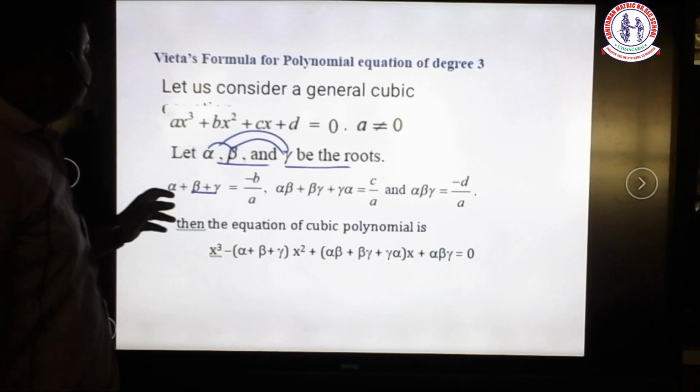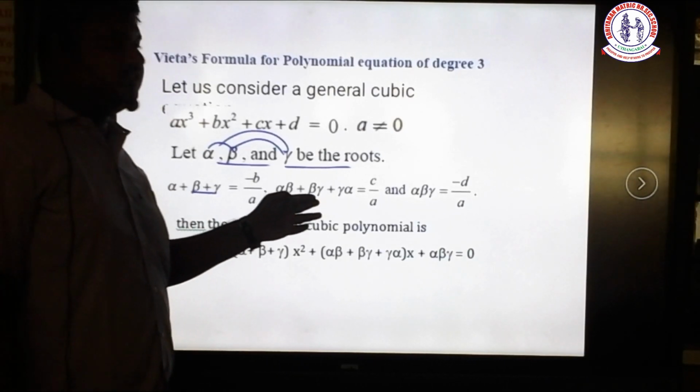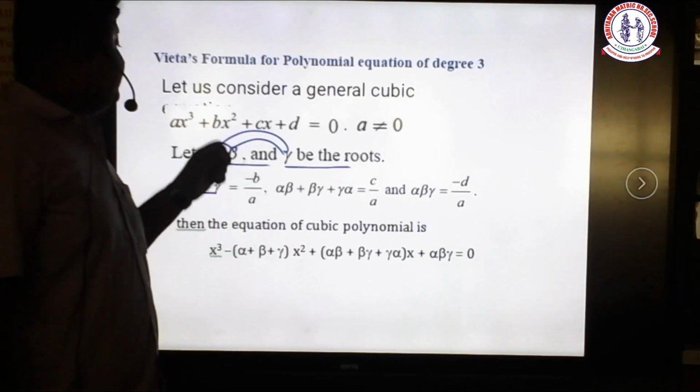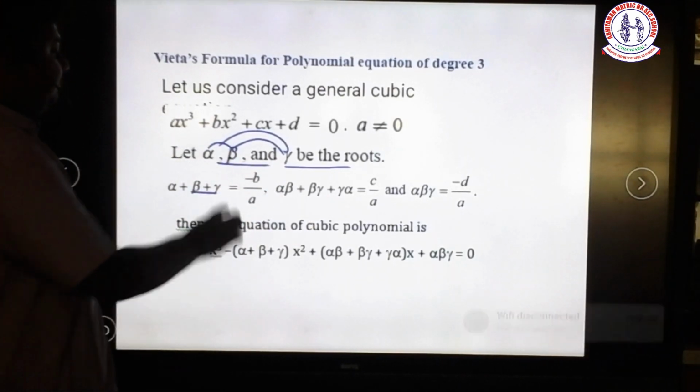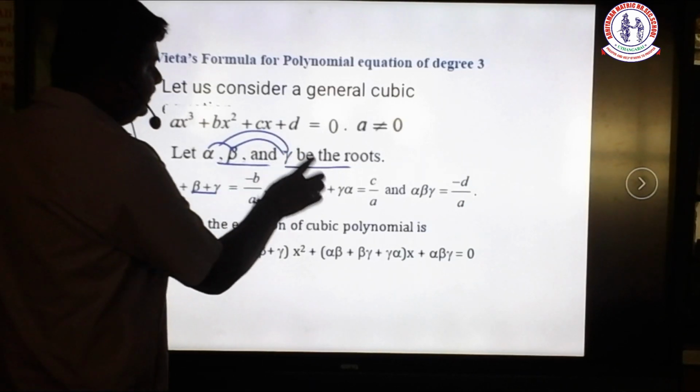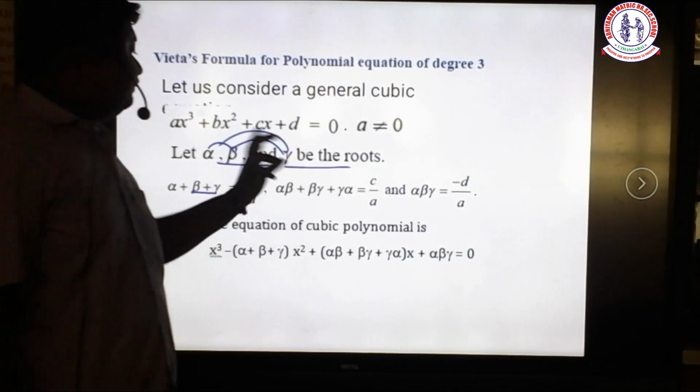This is the second one. This you can take as summation 1. This you can take as summation 2. Why is this extra step there? We have three roots present. So first we add the three roots. Next we combine two roots: alpha beta, then plus beta gamma, plus gamma alpha.